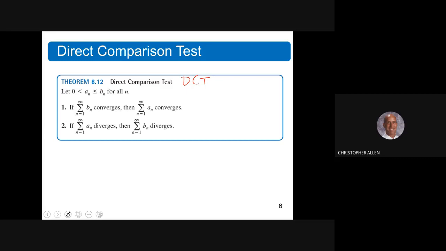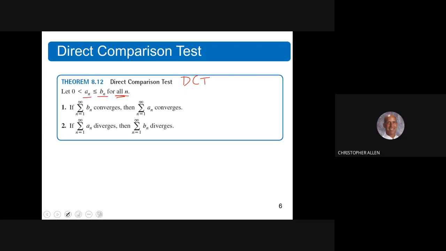Anyways, here's what the direct comparison test says. First of all, you'll notice that the a sub n and the b sub n both have to be greater than 0. This only applies to all positive term series. And we need to know that a sub n is less than or equal to b sub n for all n. Now I'm going to let you know that this is a little bit stronger than what we need. We'll see some examples of that, but let's not worry about that for now. In general, you need all the a sub n's to be less than or equal to the b sub n's.